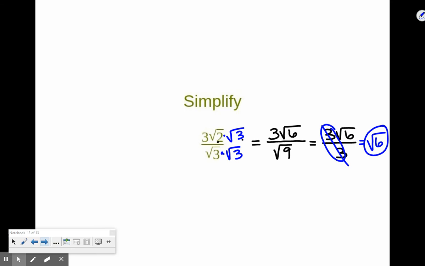Okay, so anytime you have a radical in the denominator, you need to get it out of the denominator. Okay, square roots do not belong in the denominator. That is incorrect. Okay, they need to be brought up. Okay, and the way we do that is multiply by that radical that's down below.